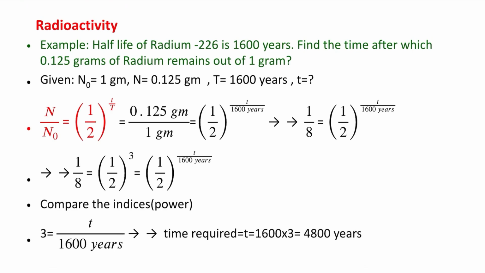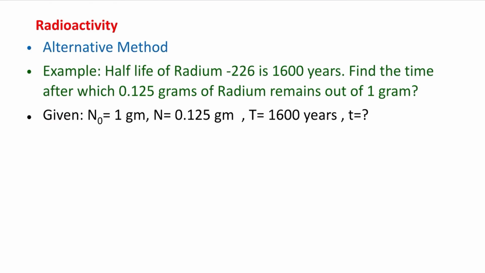So this relation, N upon N0 is equal to 1 by 2 raised to the power small t upon capital T, is an important relation. It helps us to find the amount of substance that remains undecayed after a certain time, or vice versa. It also helps us to find the time required for a certain amount of radioactive substance to get decayed by a certain amount, say by half, by 1 by 4 or 1 by 8 and so on.